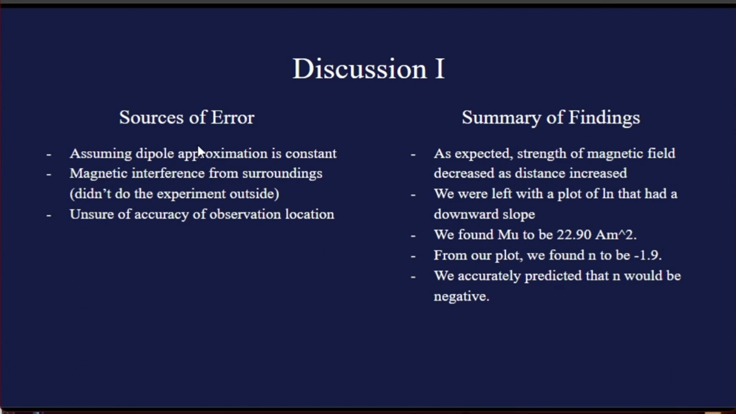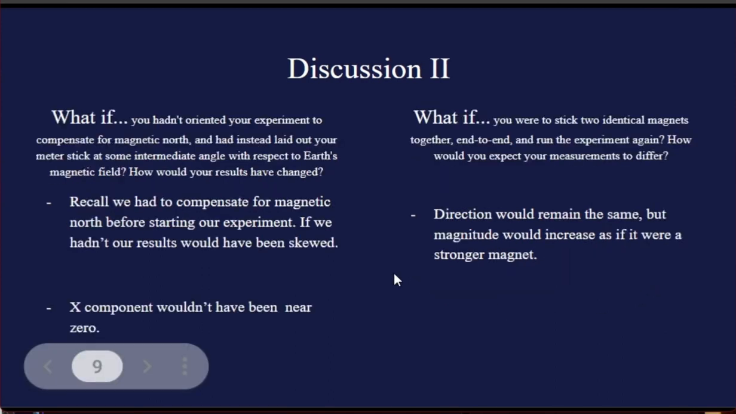And just a brief summary of the findings. So as expected, the strength of the magnetic field decreased as distance increased. We were left with a plot of ln that had a downward slope. We found mu to be 22.9 amperes per meter squared. And then from our plot, we found n to be negative 1.9. And we accurately predicted that n would be negative.